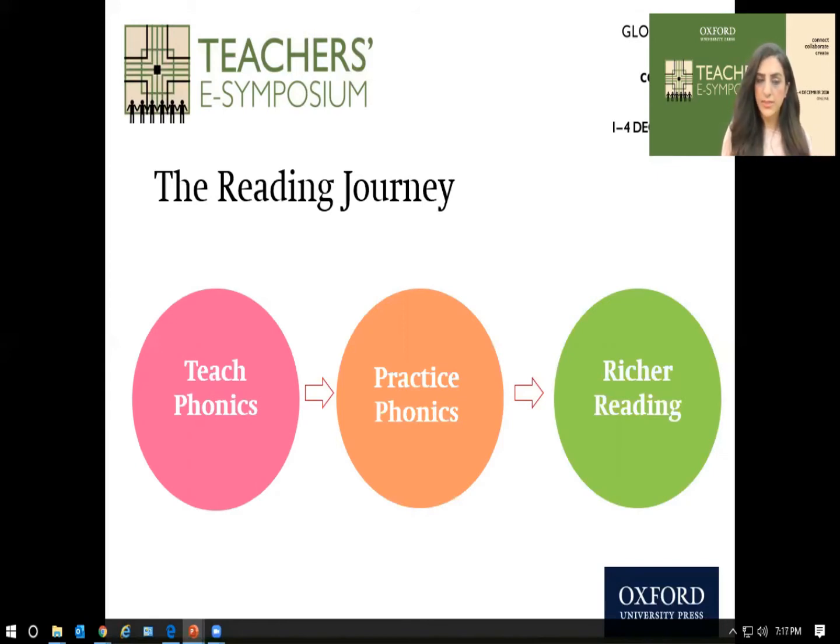So systematic synthetic phonics instruction is based on the simple view of reading, where you teach two core skills of reading, decoding, and comprehension. So practicing phonics lays more focus on decoding. And when students can decode, they can then look at the pictures and talk about comprehension. And then they transition into richer reading, where there's much more emphasis on comprehension.